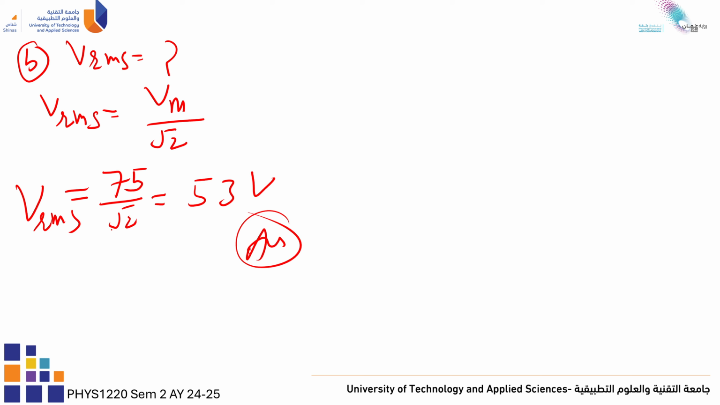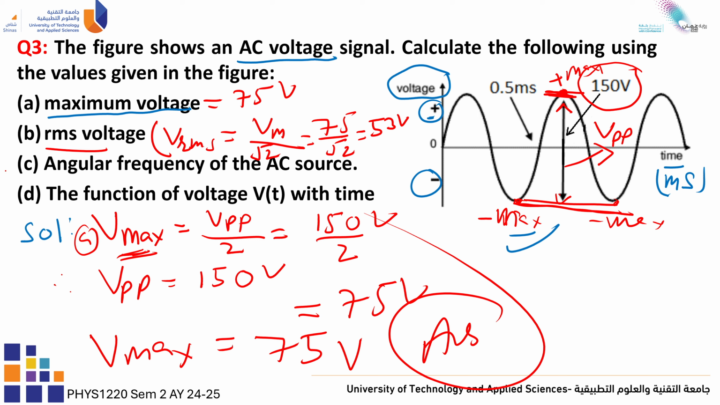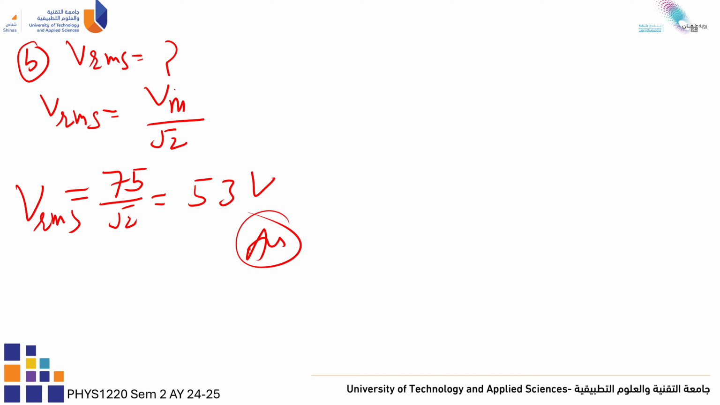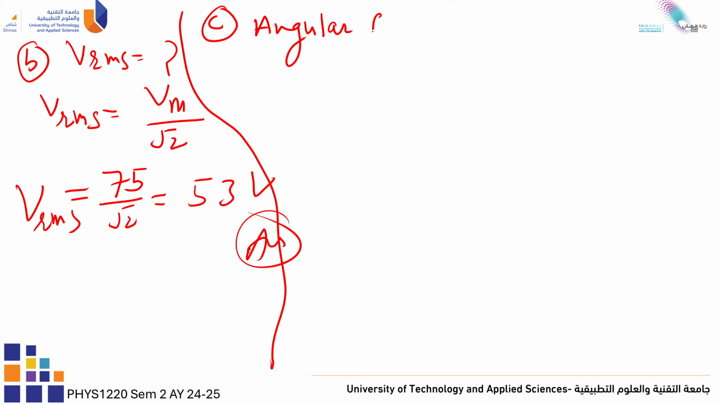Now after that, what is the value of the angular frequency? Angular frequency means, not f, angular frequency means omega. You have to find the value of the omega. So this is the C part. Here we have to find the value of the angular frequency, which means we have to find the value of the omega.